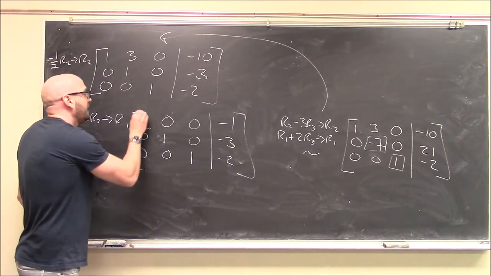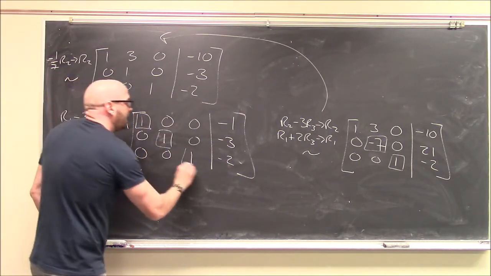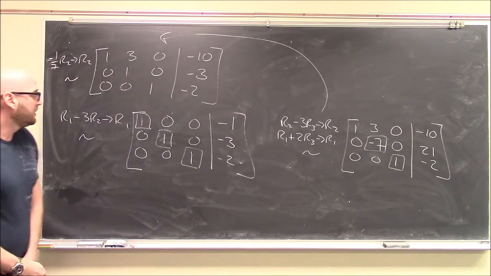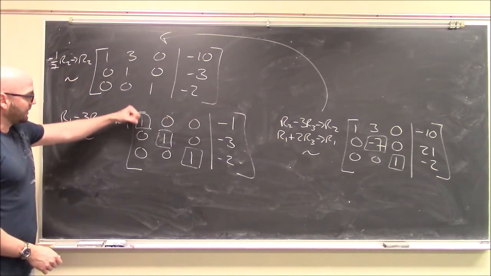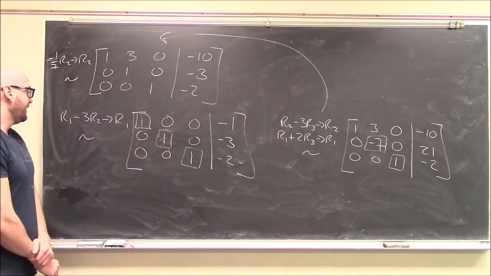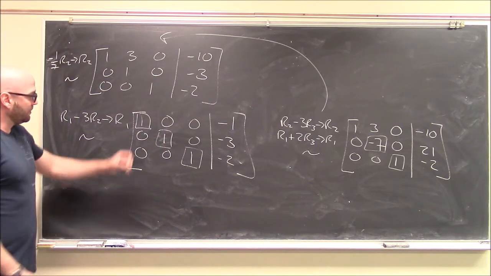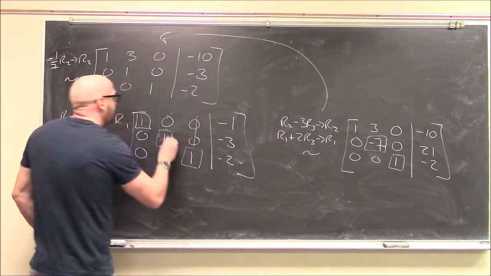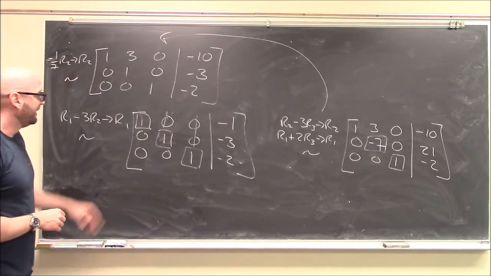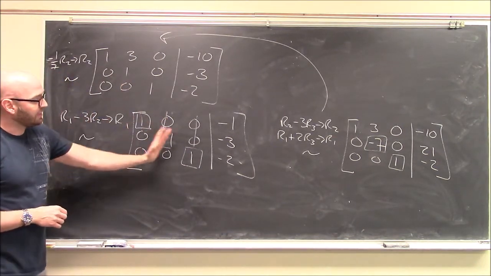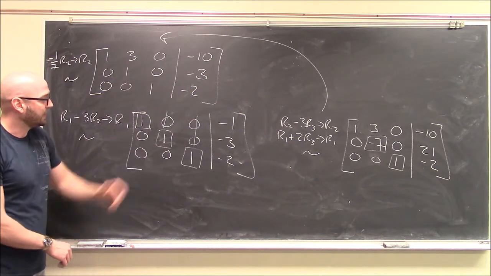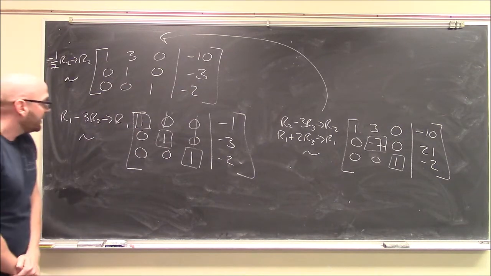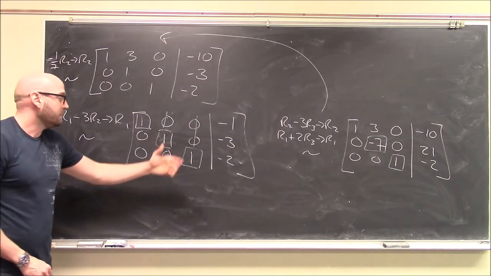This is in echelon form. All my leading entries are to the right of each other. Everything below them is all 0. And it's in reduced form because all of my leading entries are in fact 1s, and everything above them is all 0s as well. So everything in the columns with these leading 1s is all 0 except for the leading entries. And the reason we've done this is because now you can immediately read off the solution.